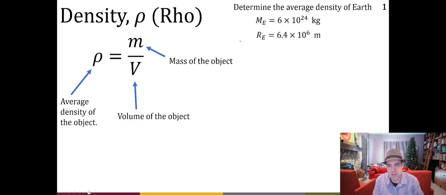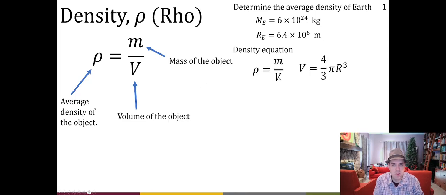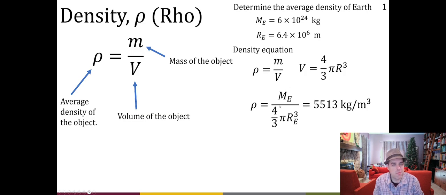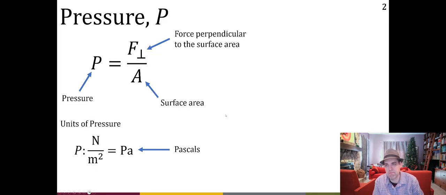Well, to get the average density, we can just use our density equation. That's just going to be the mass divided by the volume. Now, the volume of a sphere is 4/3 pi r cubed. And so we can just plug that into our equation. So the density of the Earth is the mass of the Earth divided by 4/3 pi r cubed. And we arrive at 5,513 kilograms per meter cubed as the average density of Earth.